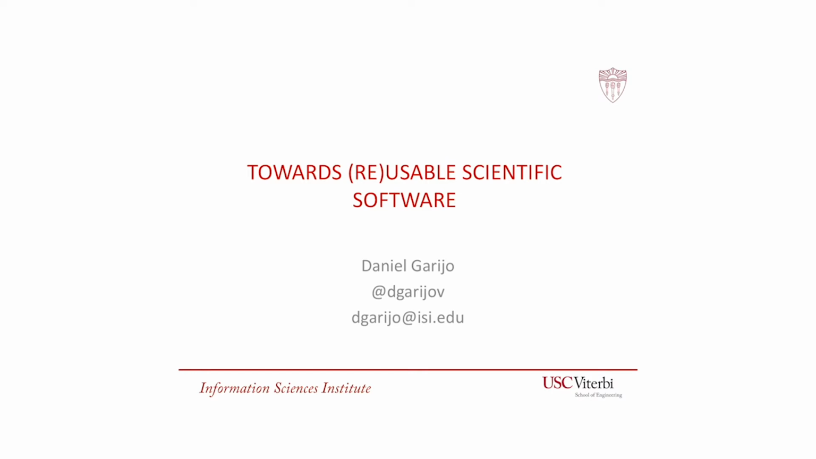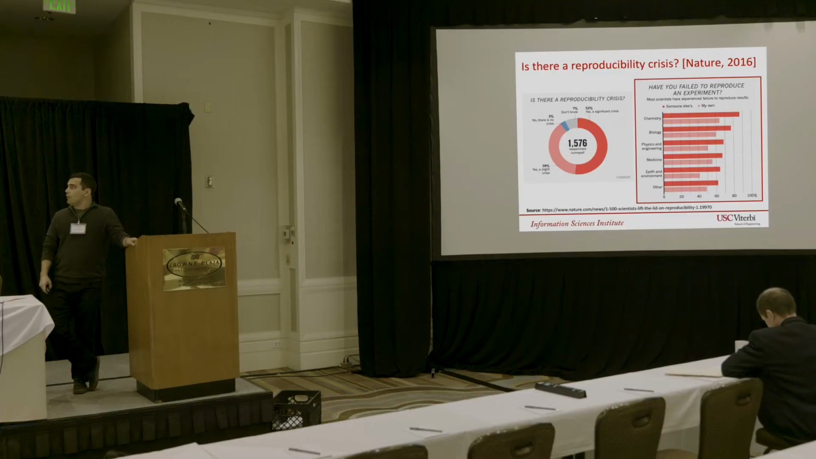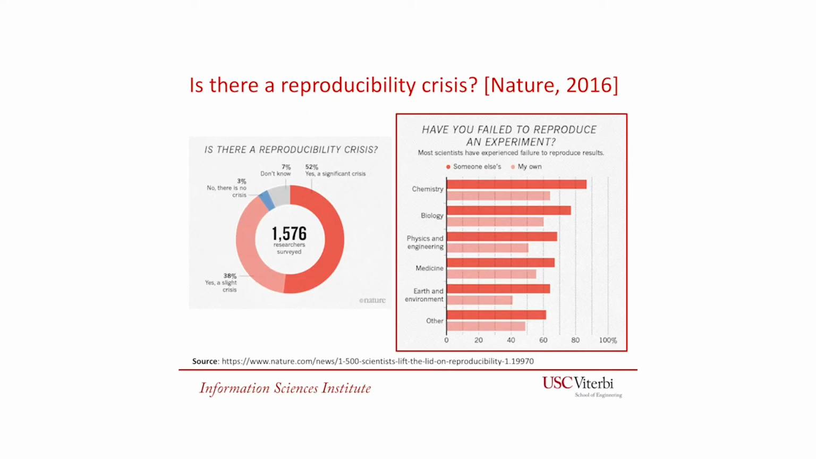Yeah, all right. So today I'm going to be talking about the challenges for reusable scientific software. And I would like to start my talk by mentioning a survey that was presented by Nature in 2016, where they asked more than 1,500 research scientists from different domains, ranging from chemistry, biology, physics, engineering, medicine, etc., whether they thought there was a reproducibility crisis. And well, more than 50% answered that yes, they thought there was a significant crisis. An additional almost 40% thought that there was at least a slight crisis.